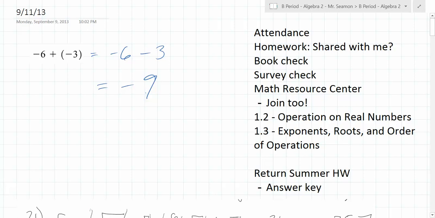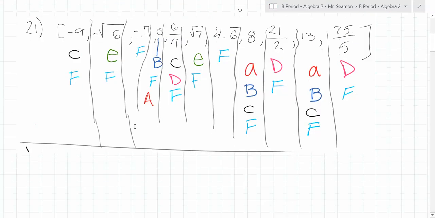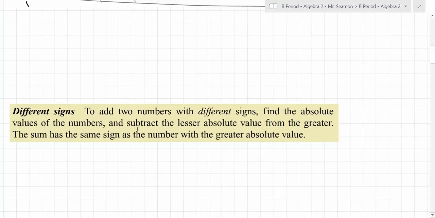The only reason I bring this up is because the book presents this and then explains the super general way of adding and subtracting numbers. And you need to be good consumers of information, especially math information in this class. Here's how they explain the general way of doing it. They say, to add two numbers with different signs, find the absolute values of the numbers and subtract the lesser absolute value from the greater. The sum has the same sign as the number with the greater absolute value. Does that make things clearer for you?